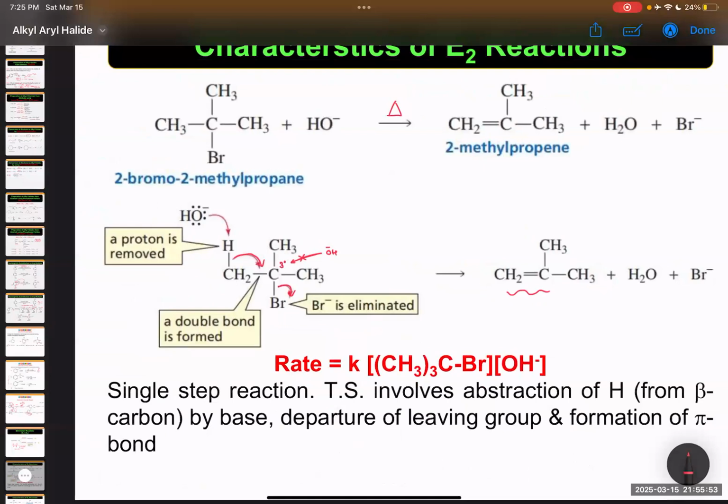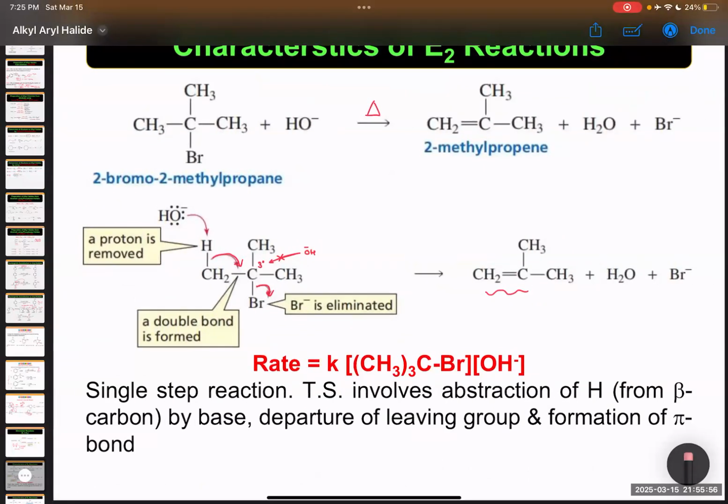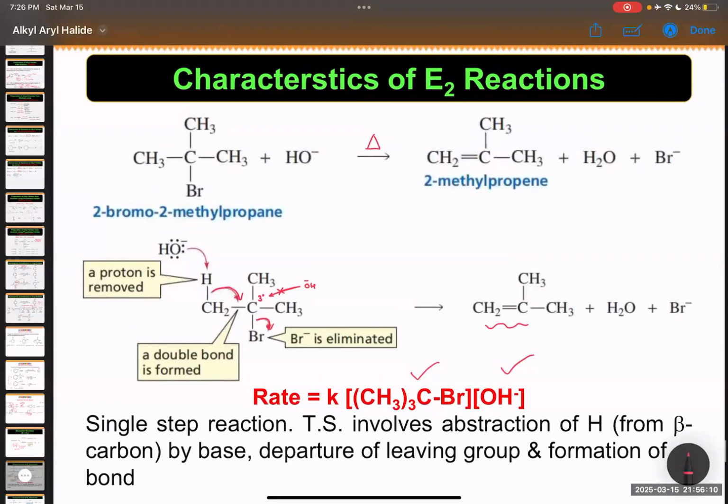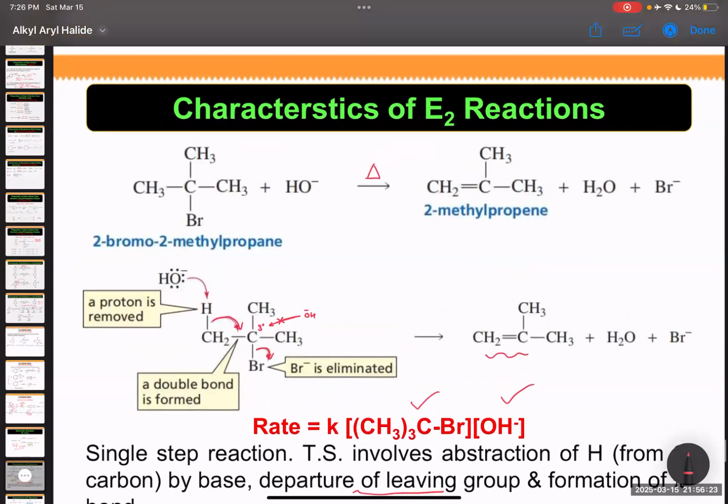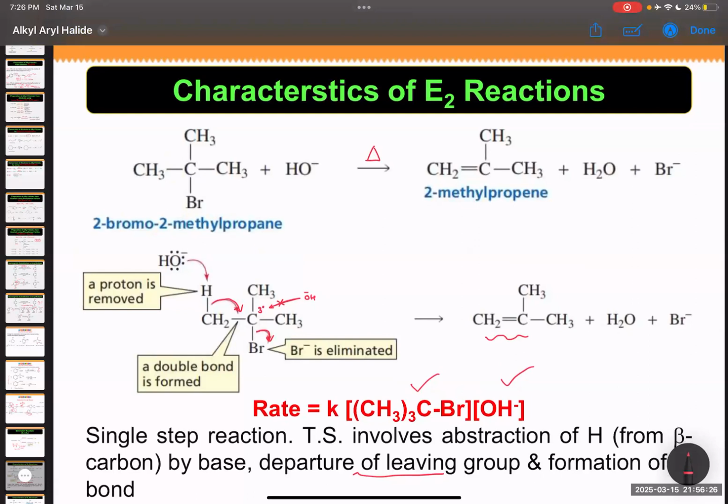Because it is bimolecular, just like SN2, this is E2. This is a single step, no rearrangement, single step reaction. Rate is directly proportional to the concentration of base, hydroxide. The transition state involves abstraction of H from the beta carbon by the base, removal of the leaving group and formation of the pi bond. So I hope this is clear to you.